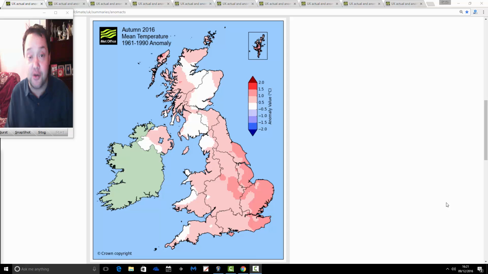We'll see how the forecast panned out in a moment. We'll have a look at the averages for the autumn from the UK Met Office. I'll get on with that for you in a second.